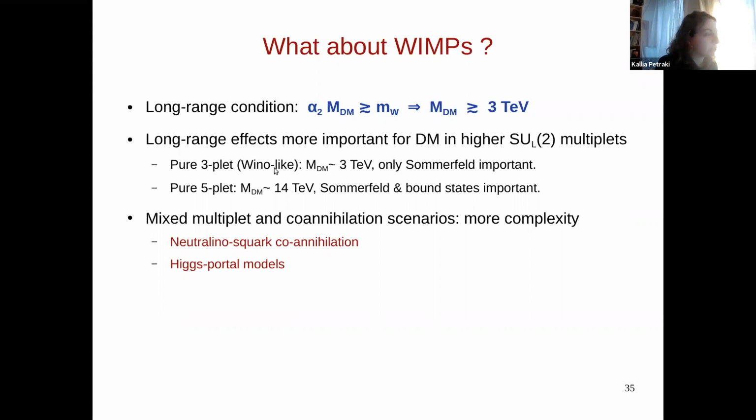It turns out that for wino dark matter, only the Sommerfeld effect is important. Bound states are not important, at least for freeze-out. For the quintuplet, bound states are very important. They do increase the predicted dark matter mass significantly.